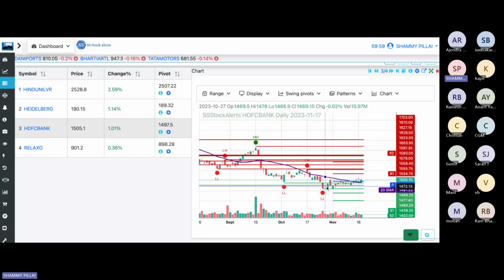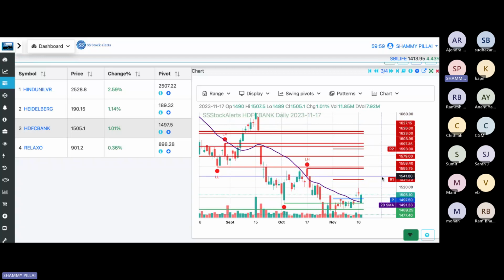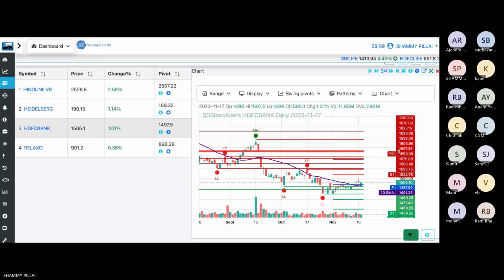HDFC Bank is good. See, a super consolidation is going on. It has clicked pivot as well as the trending moving average, which is the 20 MA. Now it just has to cross this level, the top, I mean, all the 3-4 tops are here. 1525. Once it crosses this 1534 level, which is marked already over here, it is a clear indication that it can move further. Moreover, this is a big consolidation.